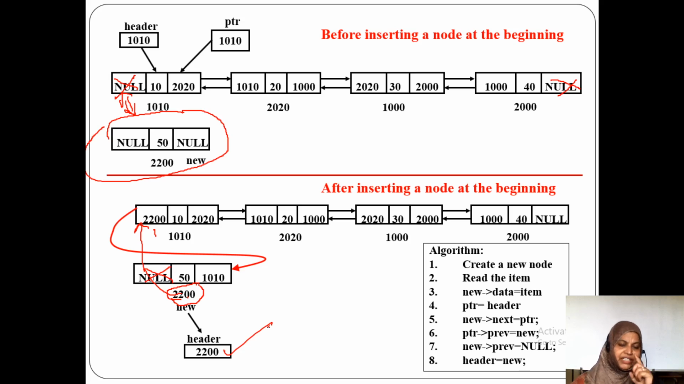In insertion at the beginning, first we have to create a node. Then we have to assign the null pointer value to the left pointer field of the new node, and we have to assign the null pointer to the right pointer field of the new node. Then we have to create the link between the new node and the first node which is present in the list. After joining the new node and the first node of the list, the new node becomes the first node of the given list. So this is the insertion at the beginning.